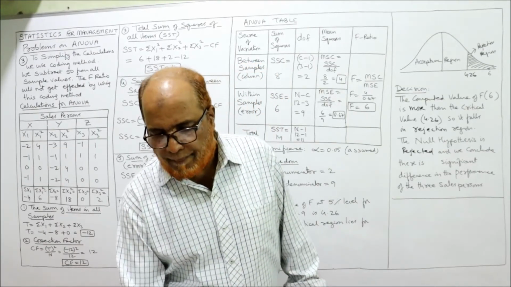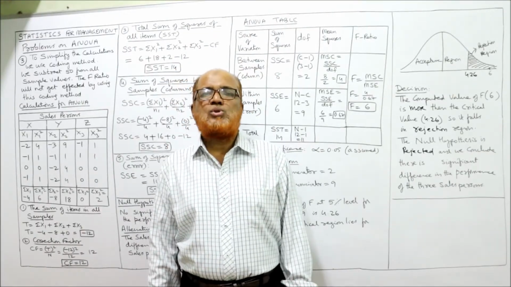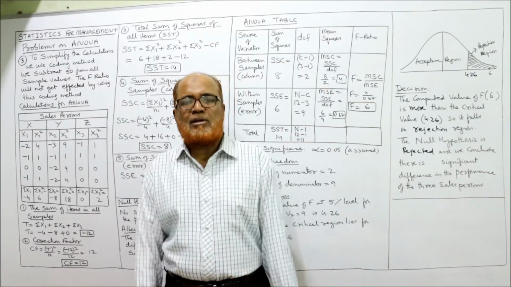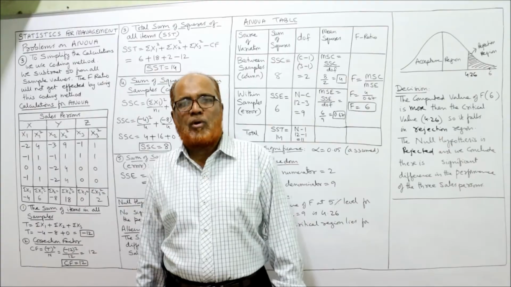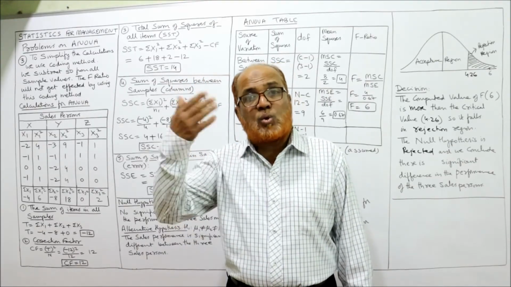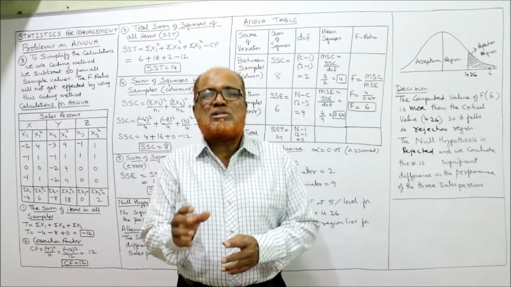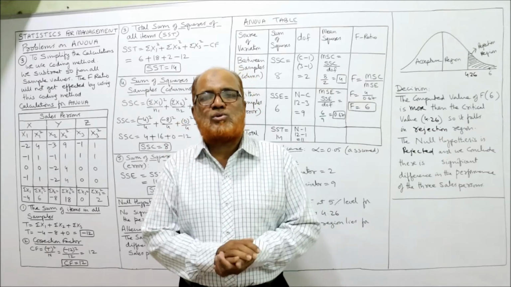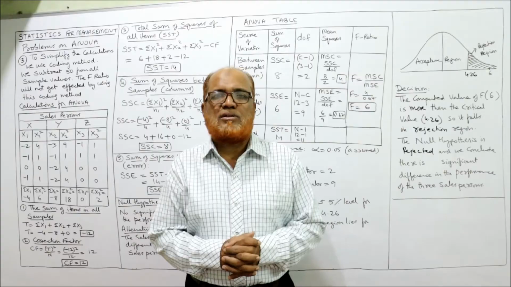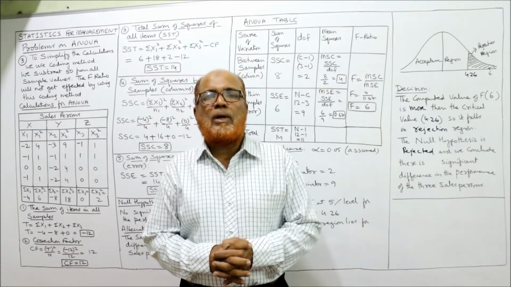So first of all, we can take the actual values which are given in the problem, or we can use the coding method. If we take actual values, the calculations will be more because the individual values are 48, 49, 50. Like this, we have to square the values, then add up the values. So it is time consuming because the values are large. So there's another simple method to reduce the calculation. That method is called the coding method.